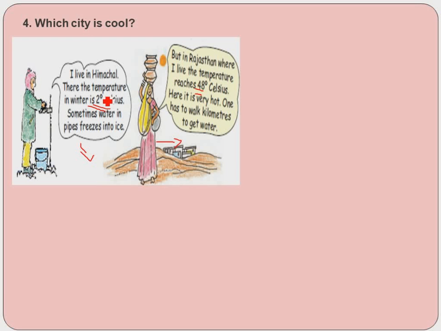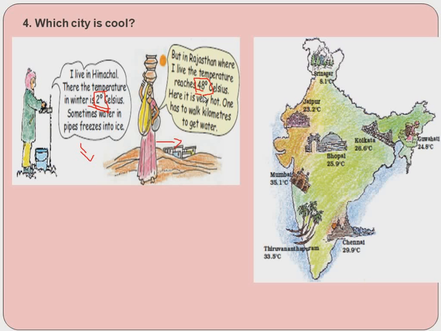Understood the difference they want to show here in the numbers? This is 2 degrees, so it is very cool, even the water freezes into ice. And here it is given 48 degrees. So when it is going high, how is the weather? The weather is very hot. When it is going low, the weather will become very cool. Understood, children, how we see the weather in Celsius? Now a map is given for you. At different places different temperatures have been noted.